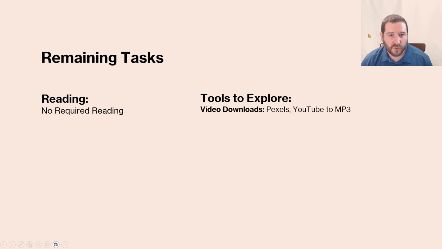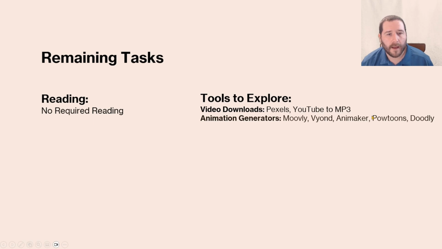I do have some tools for you to explore. Okay, there's some video downloaders. We have that stock video library for you to check out, Pexels, as well as that YouTube to MP4 link. Okay, that should be a 4 there. And some animation generators, right? So if you want to check out Moovly, Biteable, Animaker, Powtoon, Doodly, check those out. If you're looking at those and you don't want to deal with them, that's okay. Remember, we have some options for that project 3.